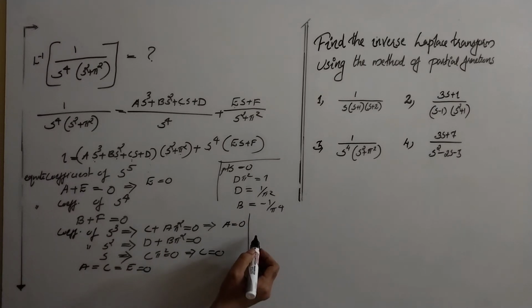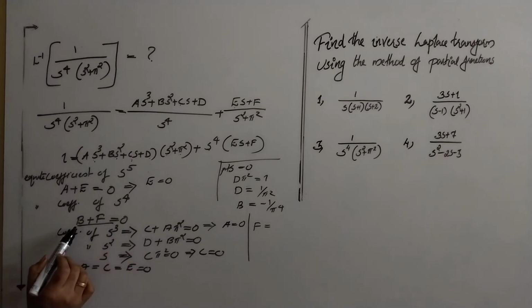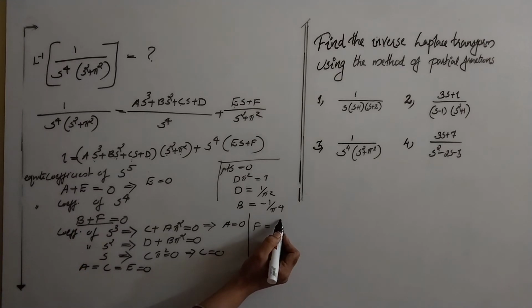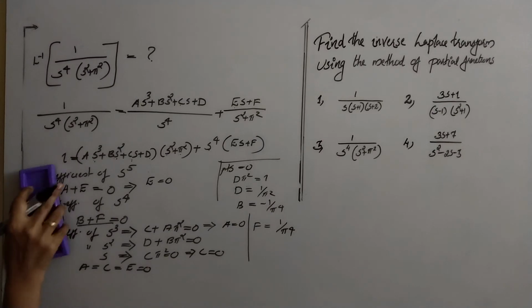Next is what? F. Where is f? Here. B plus f is equal to 0. If b is equal to minus 1 by pi raised to 4, f is equal to plus 1 by pi raised to 4. So this can be written as, here a plus c plus e is equal to 0.